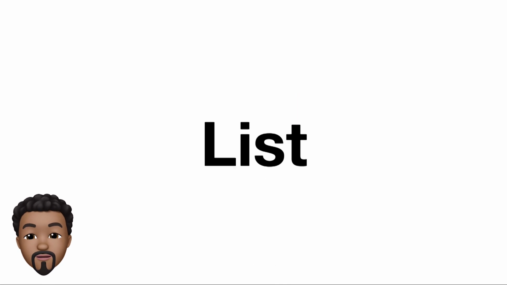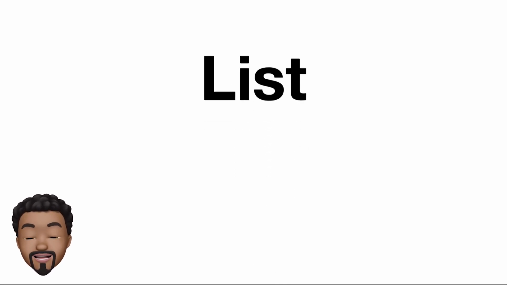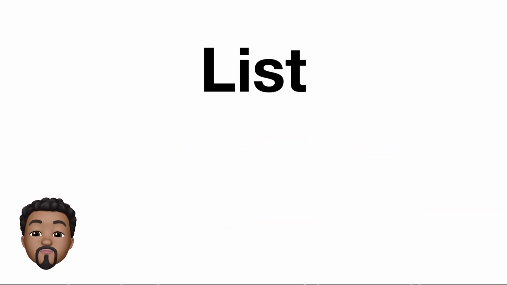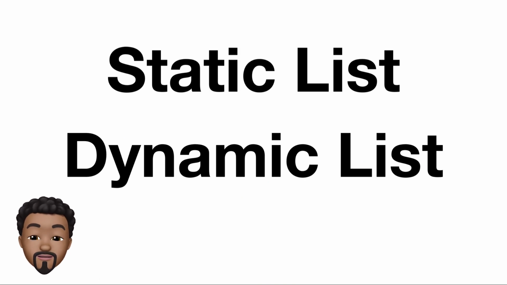This week we're going to be going over the list view. A list is a container that presents rows of data arranged in a single column. Now, you're probably going to be working with one of two types of lists. Either you're going to be working with a static list or a dynamic list.